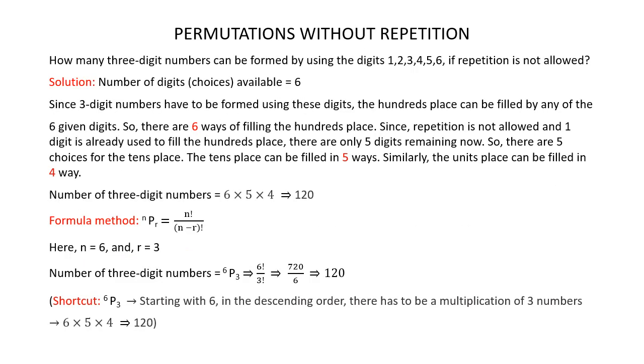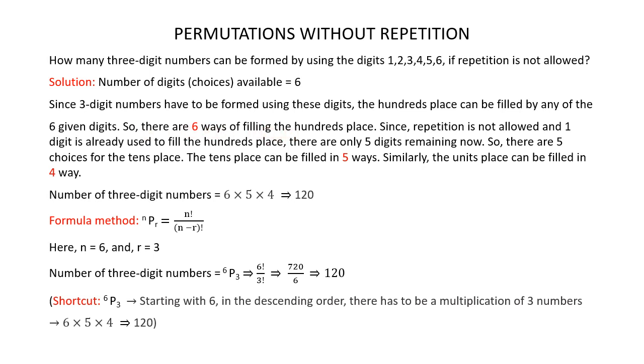Now look at this example to understand the concept of permutations without repetition. How many 3-digit numbers can be formed by using the digits 1, 2, 3, 4, 5, 6 if repetition is not allowed? Now here you're given 6 digits. So the number of digits available is 6. Now, since 3-digit numbers have to be formed using these 6 digits, the hundreds place can be filled by any one of the 6 given digits. So, there are 6 ways of filling the hundreds place.